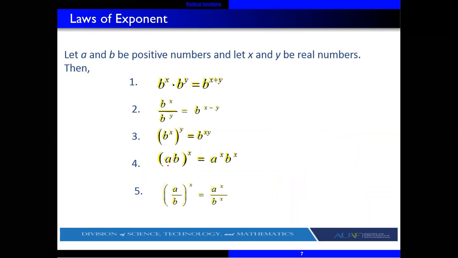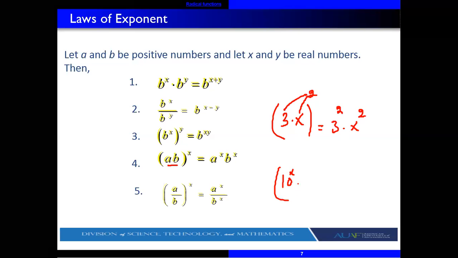Then we have a multiply b whole power x, like this one. If we have 3 multiply with, let's suppose, x, and we have power 2, this power is actually for both. If you want to expand, you can write 3 power 2 and x power 2. Power is for both. For example, if we have 10 power x and also 5 power 2, and we have whole power 4, this 4 is actually for 10 power x, and this 4 is also for 5 power 2.